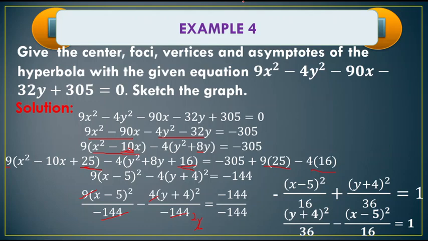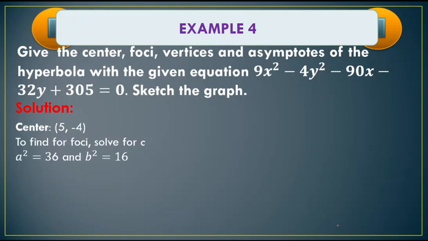And then, next, since hindi pa tayo tapos, ang hinahanap natin is yung center, yung foci, vertices, and asymptote. So, since meron na tayong center, ito na yung center natin mula sa standard equation. And then, yung ating a naman, and then yung b, ito na sila, yung a squared and yung b squared. A squared is 36, b squared is 16. Again, copy muna natin. So, to find the foci, solve for c muna tayo. Di ba, ang goal natin kasi si foci, kailangan siya yung kapartner niya si c. Kailangan makuha natin yung value ni c.